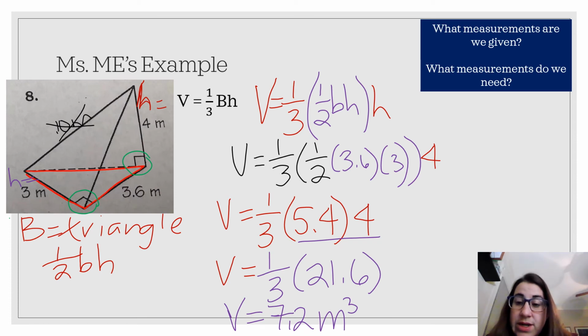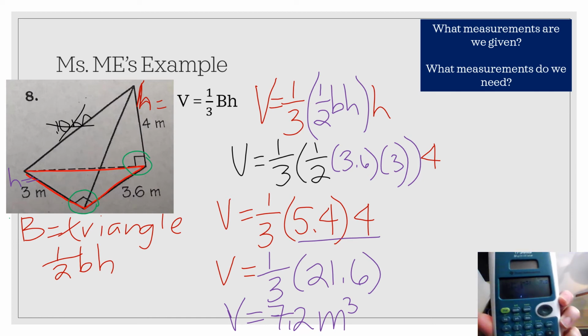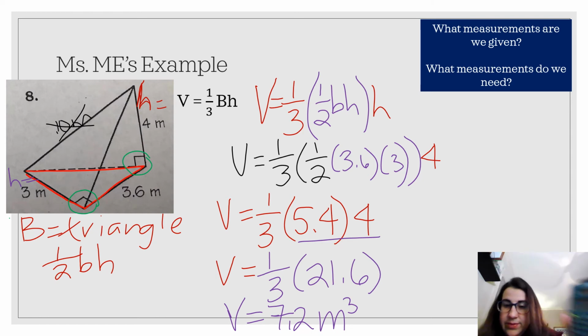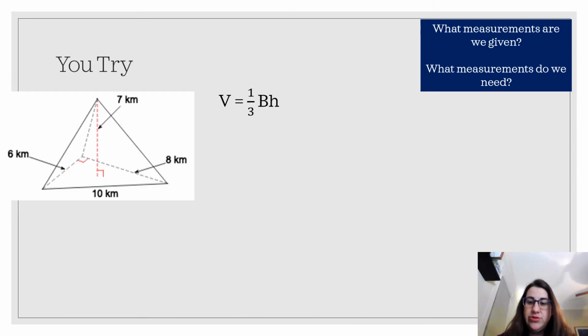Now, let's try something else. What if we would have done 21.6 divided by 3? Because 1/3 times a number is the same thing as dividing by 3. Do I get the same thing? Yes, I do. Excellent. You guys try one. You have 1 minute. If you need more time, pause it.